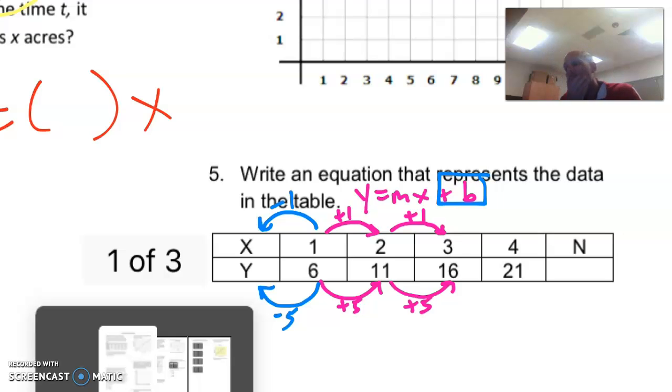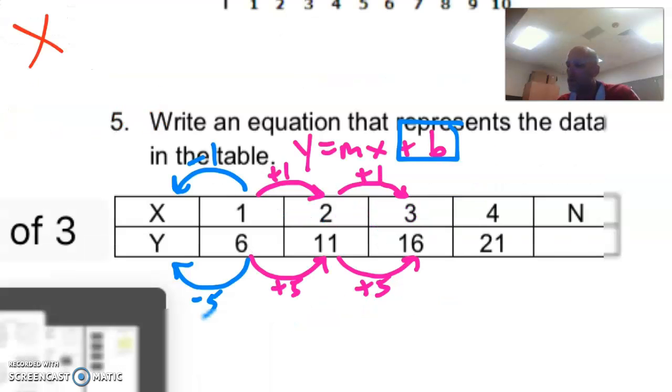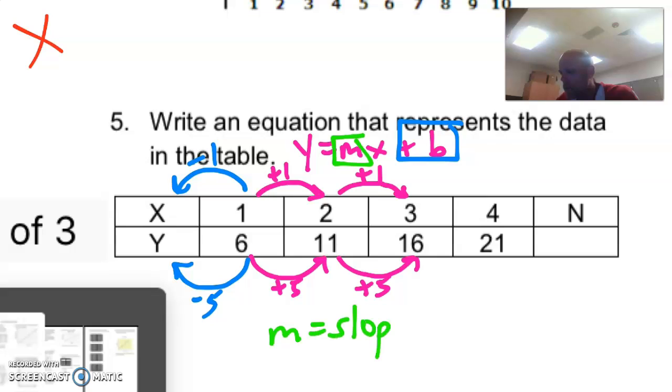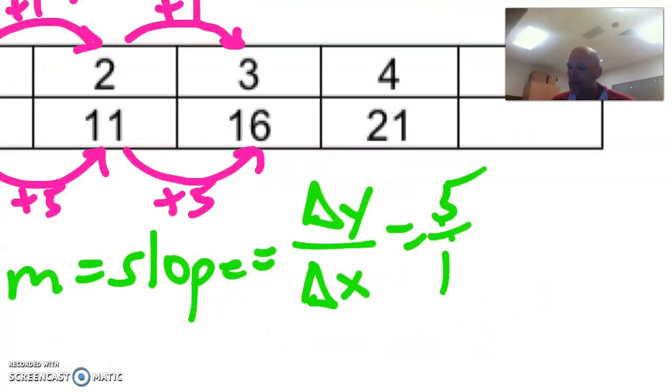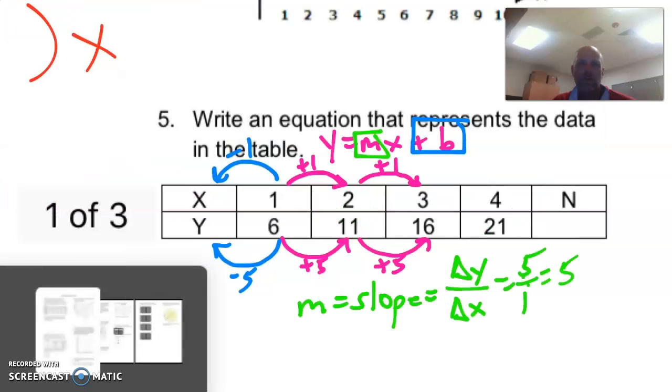Okay, so the slope, the m, which I will do in this color. The m is the change in y, right? M equals slope, which equals the change in y over the change in x. Okay, so how is the y changing? The y is changing by 5 every single time, and the x is changing by 1. So 5 over 1 just means 5 divided by 1, so the slope is just 5.